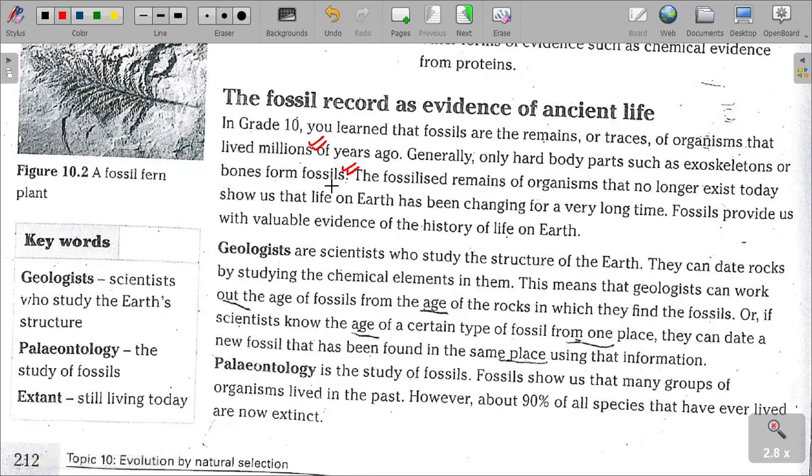So the fossilized remains of organisms that no longer exist today show us that life on Earth has been changing for a very long time.